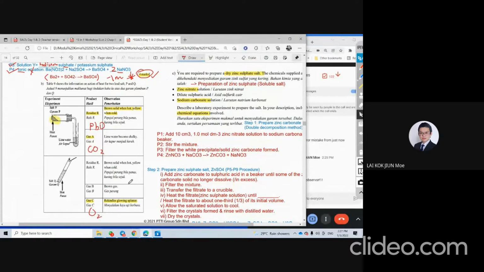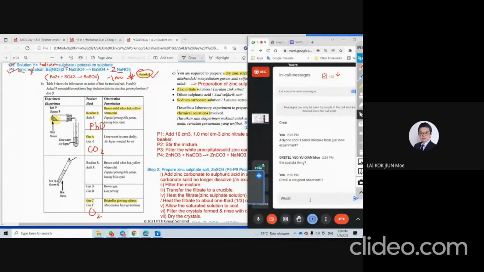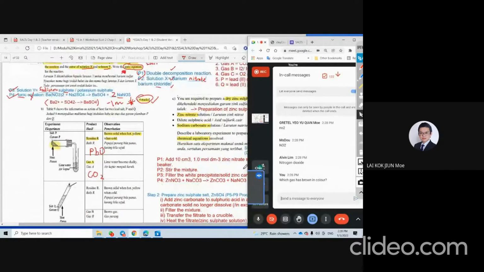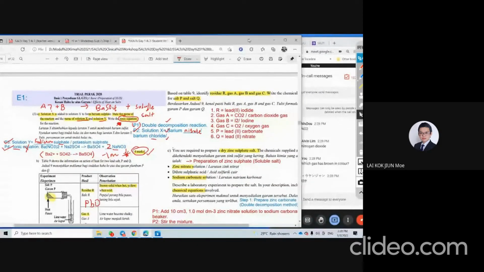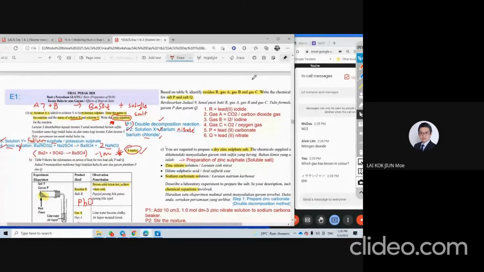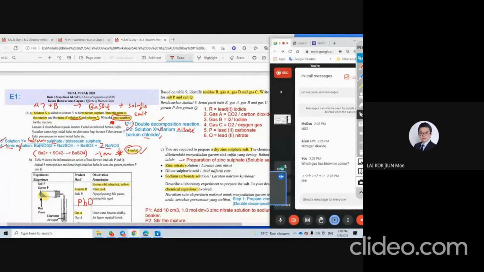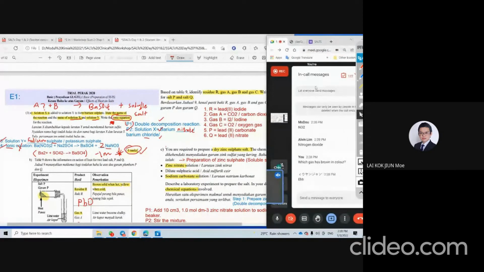So I know C is the oxygen gas. Okay, how about B? Brown gas. What is the brown color gas? Which gas has brown color? Nitrogen dioxide. Yes. When you see brown color, if liquid, then it's bromine or iodine. If gas, it must be nitrogen dioxide. Yes, very good.